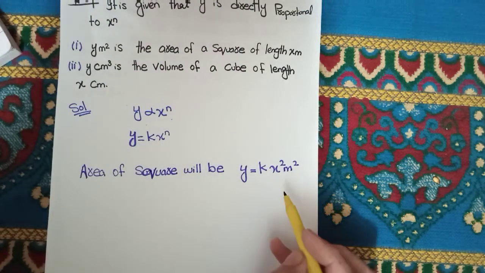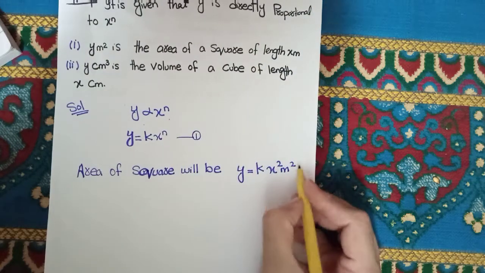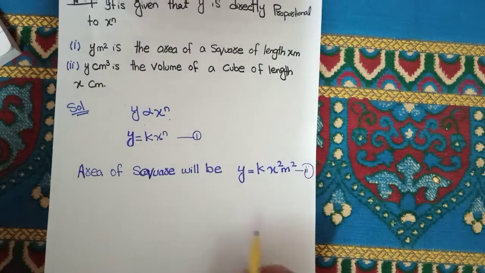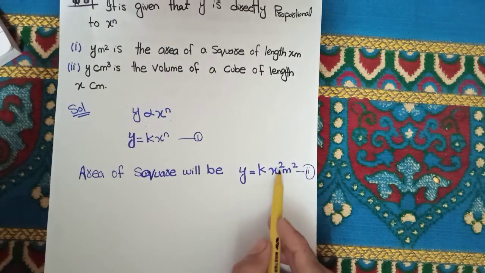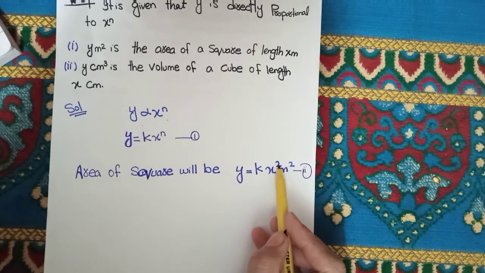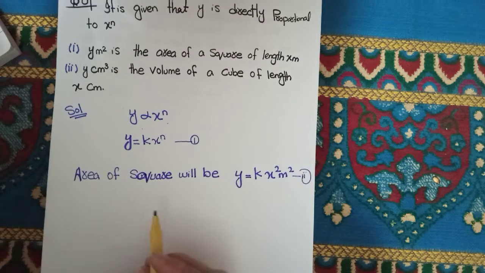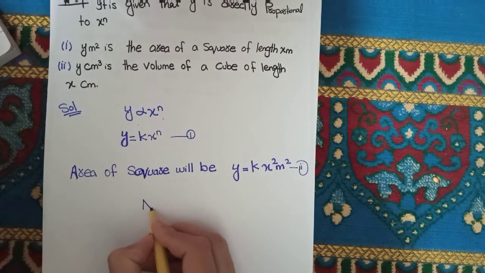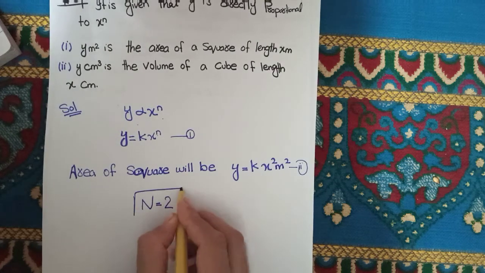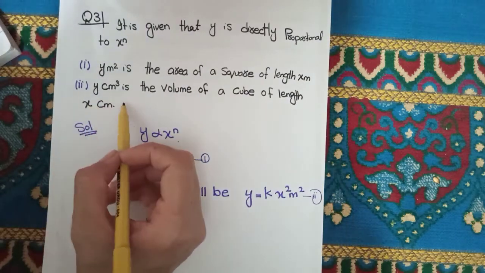When we compare both equation 1 and equation 2, we get the value of n, which is n = 2, because here it is n and here it is 2. So we got the value n = 2. That is the answer of this question.